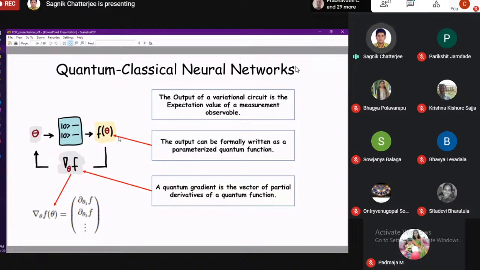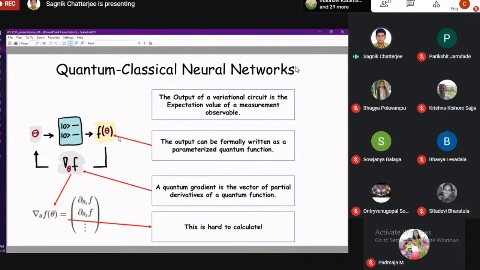A quantum system has an exponentially larger number of components compared to a classical one. A 2-qubit system has 4 dimensions, while a 2-bit system has 2 dimensions. So if you wanted to calculate this gradient efficiently, you cannot do it classically. First of all, you would have to measure it an exponential number of times, and then perform the partial derivatives an exponential number of times. So this is not an efficient classical way of doing things. This is hard to calculate. So what do we do?